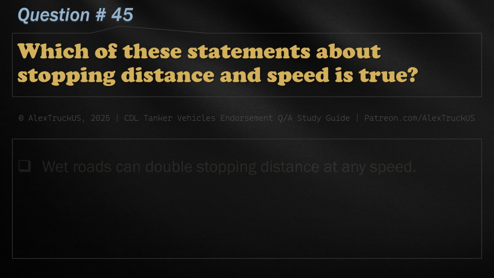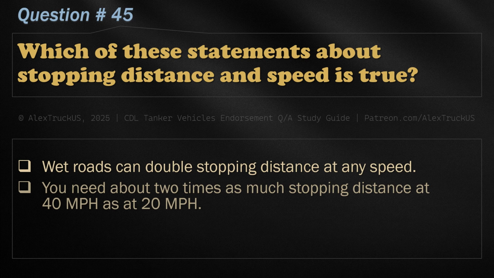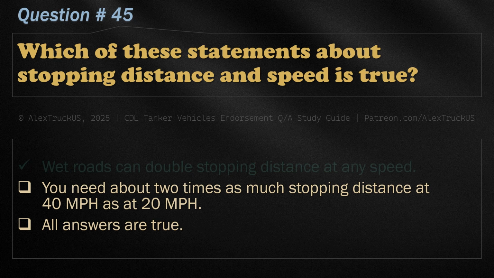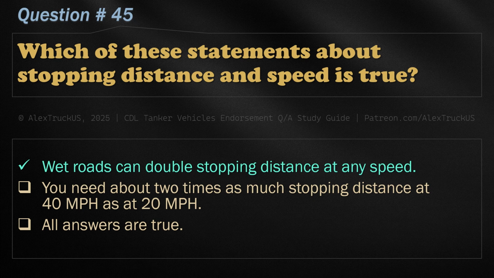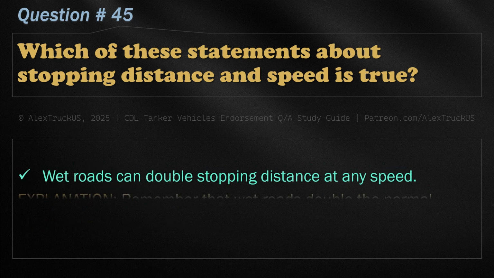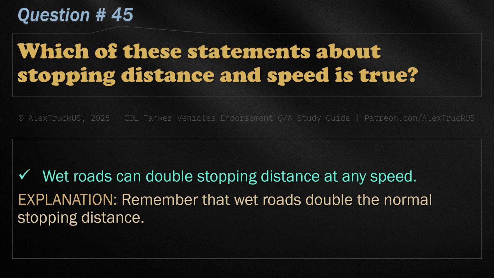Question 45. Which of these statements about stopping distance and speed is true? Wet roads can double stopping distance at any speed. You need about 2 times as much stopping distance at 40 miles per hour as at 20 miles per hour. All answers are true. Correct answer is: wet roads can double stopping distance at any speed. Remember that wet roads double the normal stopping distance.